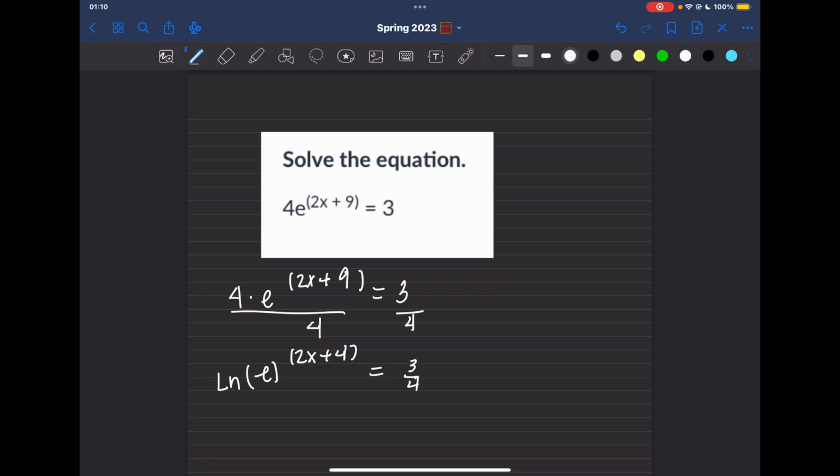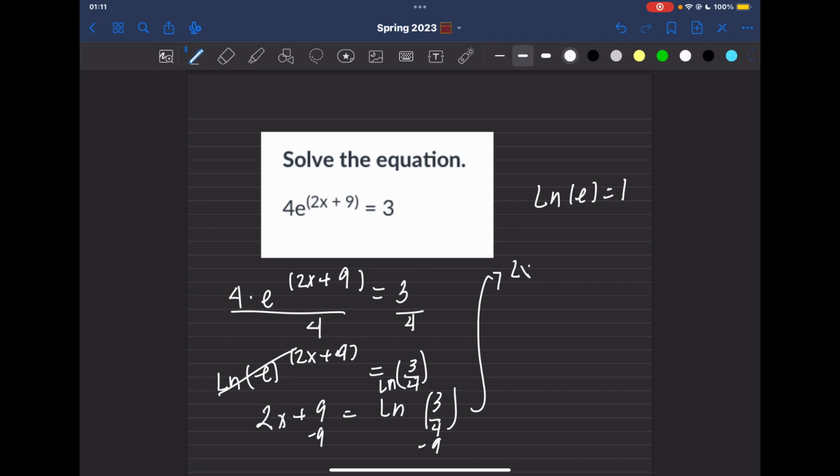So whenever you take the ln of e, you're gonna get 1. So these cancel out. So I'm left with 2x. Well, it's not a 4, that's a 9. 2x + 9 = ln(3/4). Subtract 9 from both sides.